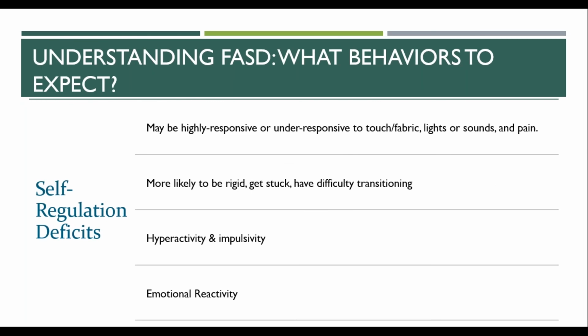The other big deficits are in self-regulation, meaning that they could be highly responsive. Remember the sensory issues I mentioned? They could be highly responsive, just like in autism. You touch them slightly, and they'll say it hurts so much. Or they could be under-responsive. They will walk around bleeding because they just fell, and they won't feel a thing. When you ask them, they say it doesn't hurt. So they could have a lot of these sensitivities.